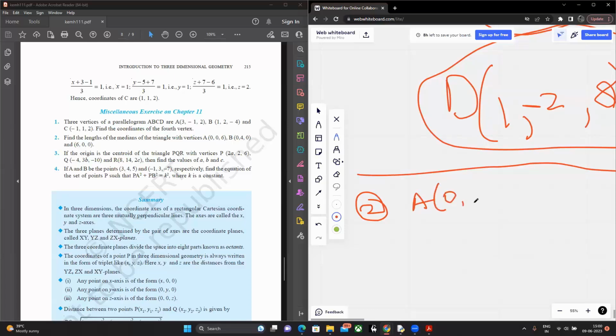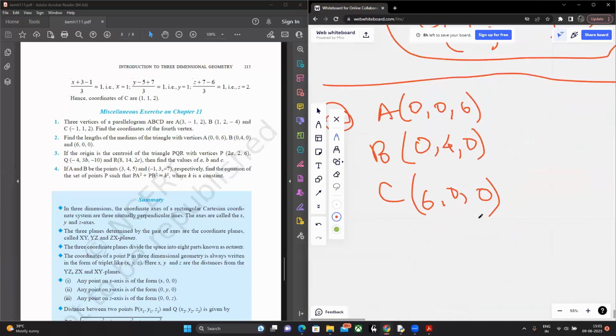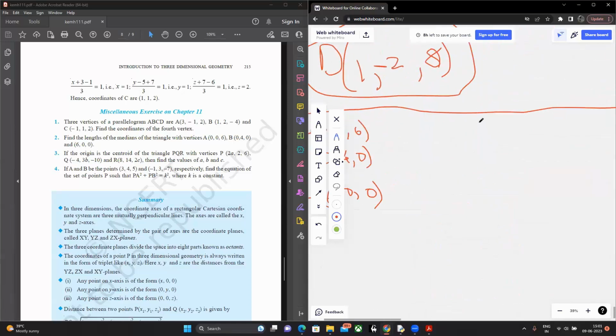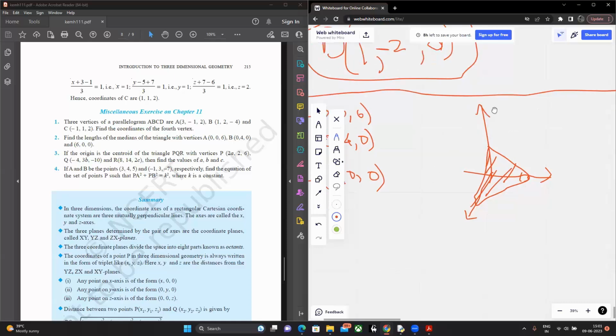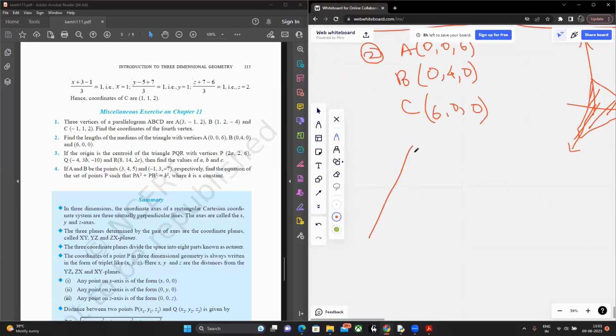Right? A of 0,0,6, B of 0,4,0, and C of 6,0,0. So basically, you have a triangle which lies on the 3 coordinate axes. This is basically going to be tilted somewhat like this. It's going to be a tilted triangle, with its vertices on the 3 coordinate axes. So if I just directly look at the triangle, right?